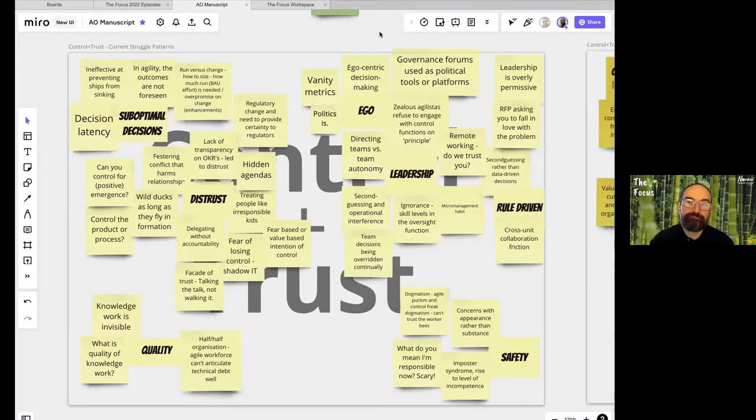So, Horia, going back to you, looking at the first panel for control and trust balance, take it away.